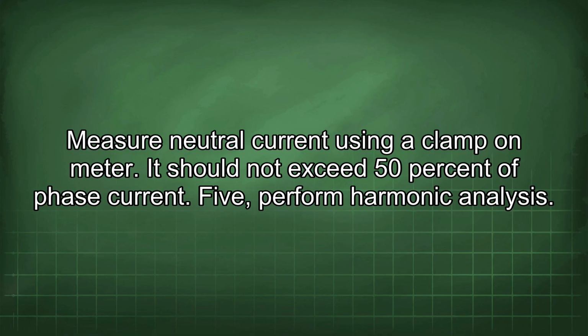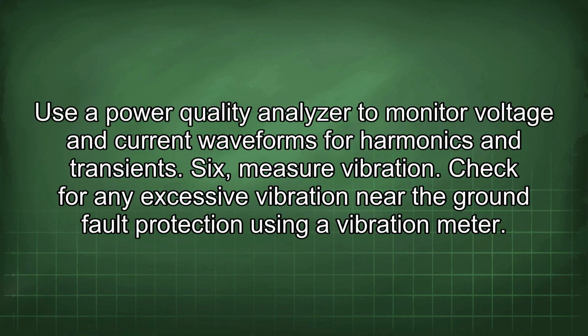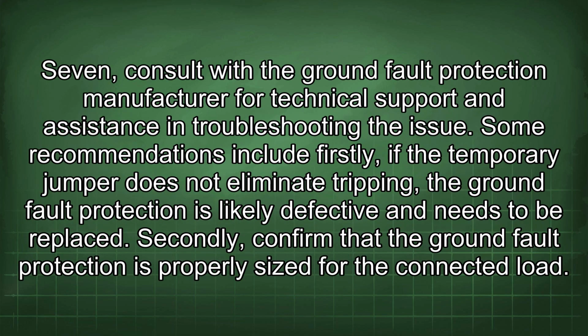5. Perform harmonic analysis. Use a power quality analyzer to monitor voltage and current waveforms for harmonics and transients. 6. Measure vibration. Check for any excessive vibration near the ground fault protection using a vibration meter. 7. Consult with the ground fault protection manufacturer for technical support and assistance in troubleshooting the issue.